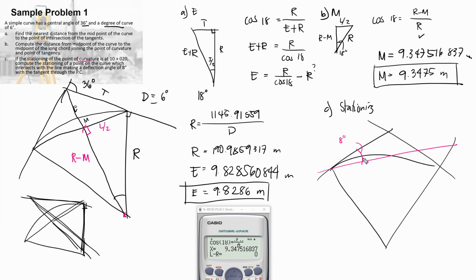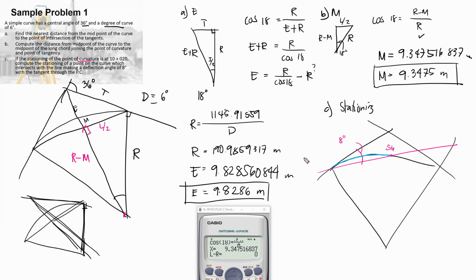So, dito tayo mag-deflection angle. And then, ito yung hinahanap, ito yung point na to. Ano yung station sa point na yon? So, para malaman yung station na yon, kailangan computein natin yung distance sa arc na to, yung part ng arc na yon.